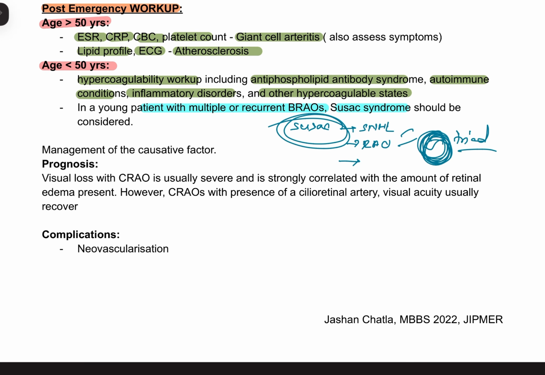You need to manage the causative factor. Once you find the causative factor, it also has to be managed, because the patient will get the same issues again and again. Then prognosis: the visual loss with CRAO is severe. It is strongly correlated with the amount of retinal edema present. If more retinal edema is present, more vision loss will definitely be there. In CRAOs with cilioretinal artery sparing, visual acuity usually recovers. The cilioretinal artery is there, the macula is okay, so recovery is possible. That much you can remember in prognosis.